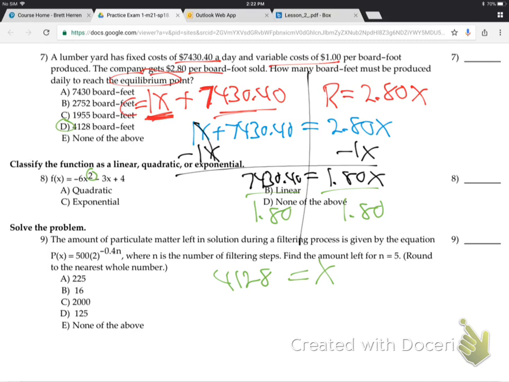Number 8. Is this linear, quadratic, or exponential? X squared is quadratic. That's when you have x squared. Exponential, what would that look like? X is up in the power zone on the top. Linear, you know linear, that'd be mx plus b kind of thing, right? Okay, so one of those is on the exam. I don't even know which one. We'll keep moving.